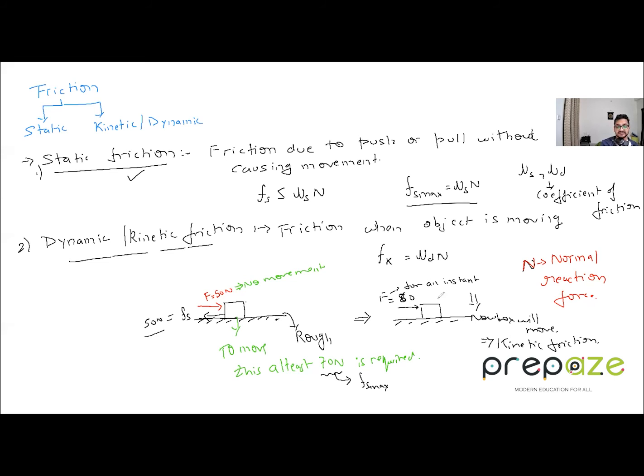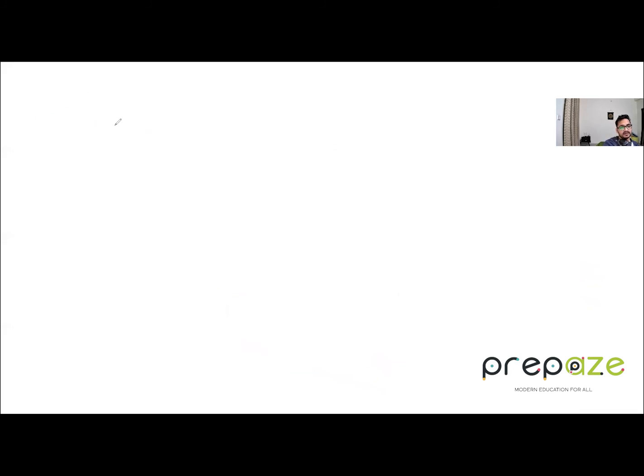Okay, so this was basically about what kind of friction will act and how it will act. Now one more thing I want to tell you is that static friction is always greater than the kinetic friction or the dynamic friction. This is the last point over here. How this situation comes about, you can just imagine. I think you must have done it by yourself.